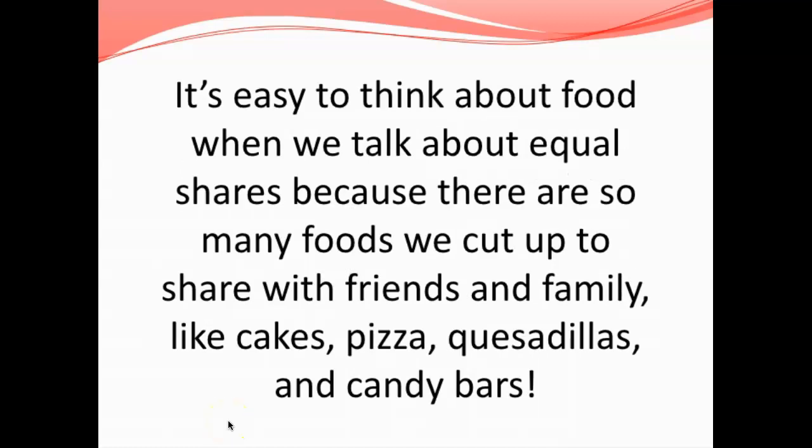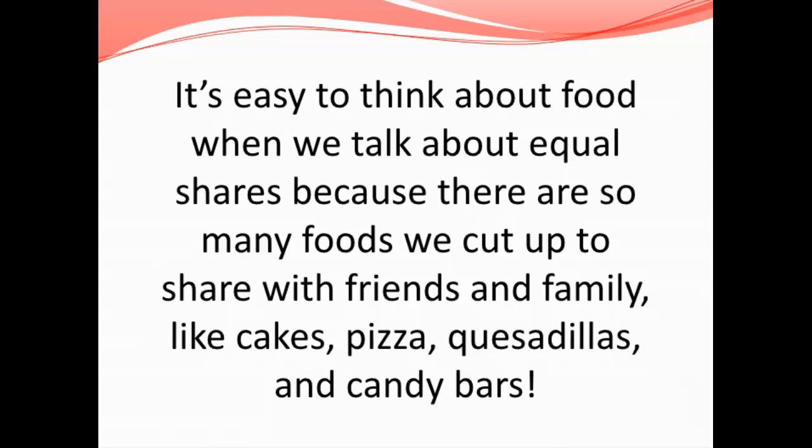So it's easy to think about food too when we talk about equal shares because there are so many foods we cut up to share with friends and family, like cakes, pizzas, quesadillas, candy bars. So we're going to play a little game where I'm going to talk about pizzas and a sheet cake. So think of a big rectangle cake and think of a pizza. So we're going to be talking about a rectangle and a circle.